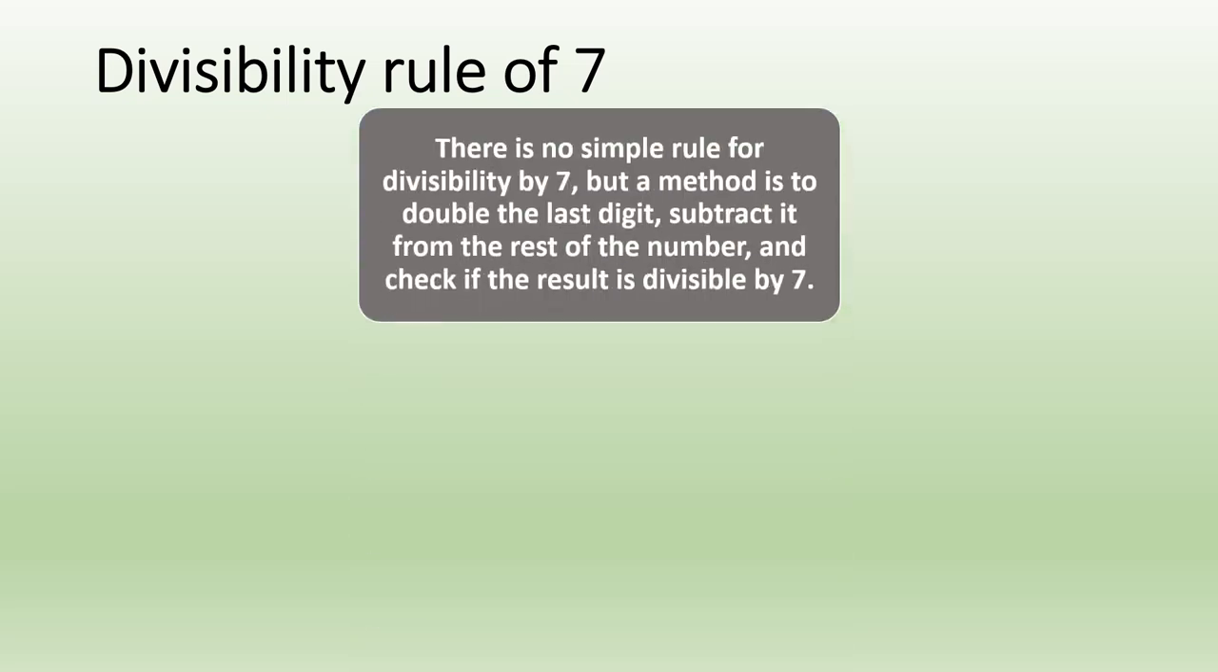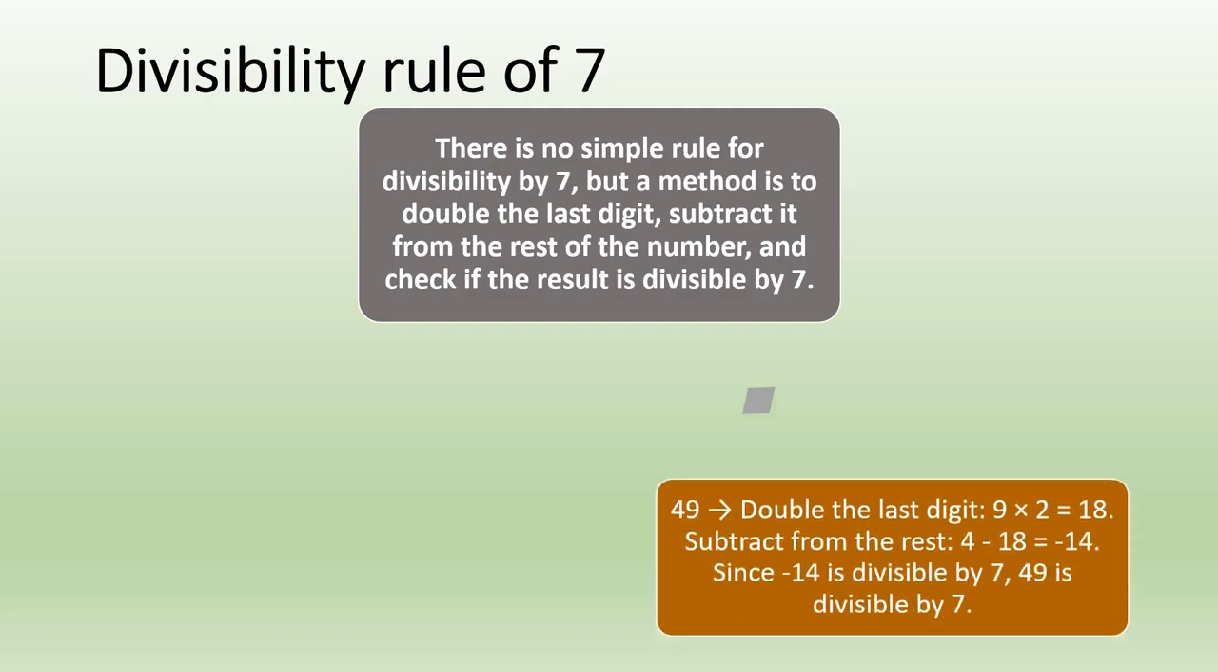Next is the divisibility rule of 7. There is no simple rule for divisibility by 7, because so far we have seen that we just examine the last digit or simply add the digits and check whether the given number is divisible or not. But here we do not have any such rule, so we use another method for checking the divisibility of 7. First of all, we take the last digit of the number and double it. After that, subtract it from the rest of the number and check if the result is divisible by 7.